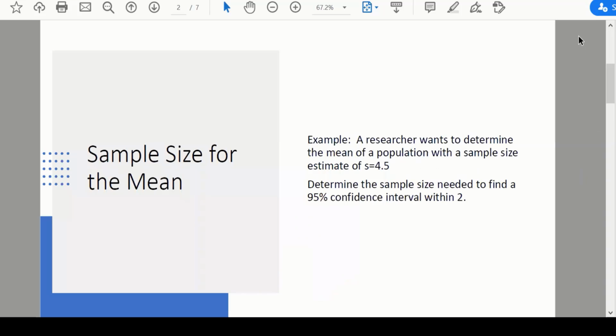So for example, a researcher wants to determine the mean of a population with a sample size estimate of s equals 4.5. So you have to have an estimate of the standard deviation when you're working with the mean. So you're going to be given this s equals 4.5, which is our sample standard deviation. Determine the sample size needed to find a 95% confidence interval within 2. So this within is a clue that the margin of error needs to be 2. So there's 3 numbers you're going to need: the 4.5 for the standard deviation, a 95% confidence interval, and the margin of error 2.